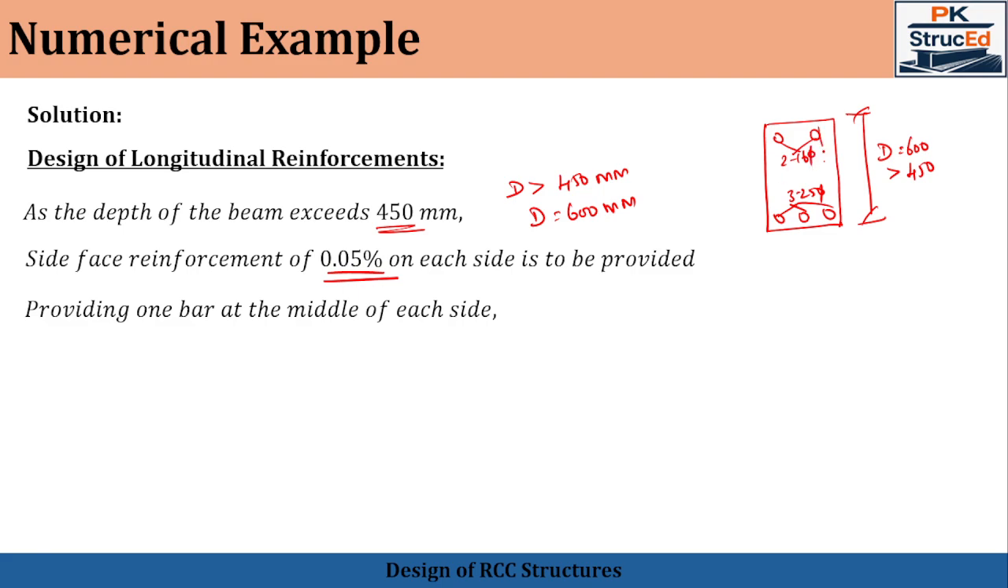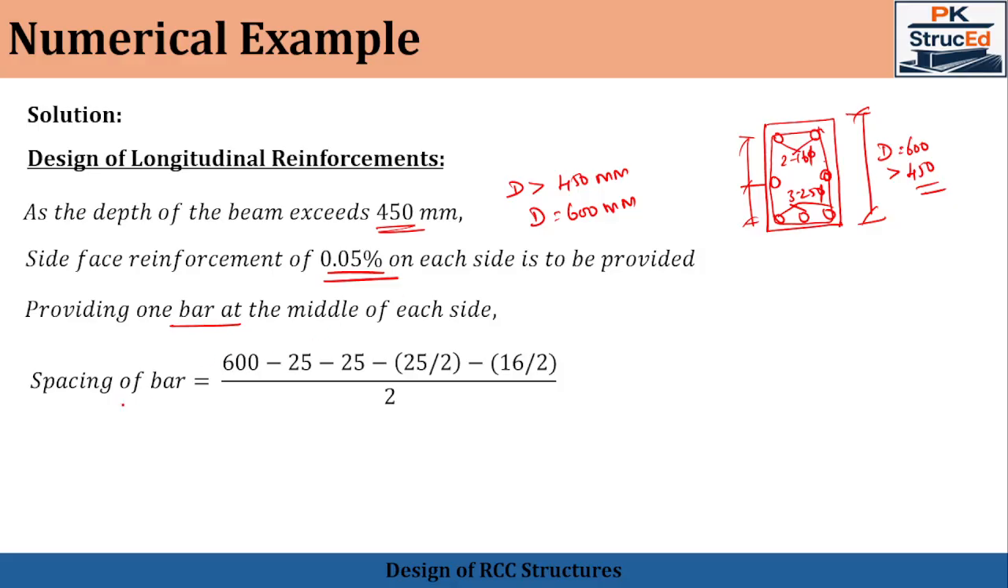In addition to this, we know that we'll be providing the stirrups. Once you are providing the stirrups, and if the depth is exceeding 450 mm, in addition to these longitudinal bars, that is 2 of 16 mm and 3 of 25, we need to provide additional bars on the sides of the beam. That is what is called the side face reinforcement. So in this case, we are going to provide 1 bar at the middle of each side, exactly at half. At that position, we need to provide 1 reinforcement on both faces of the beam.